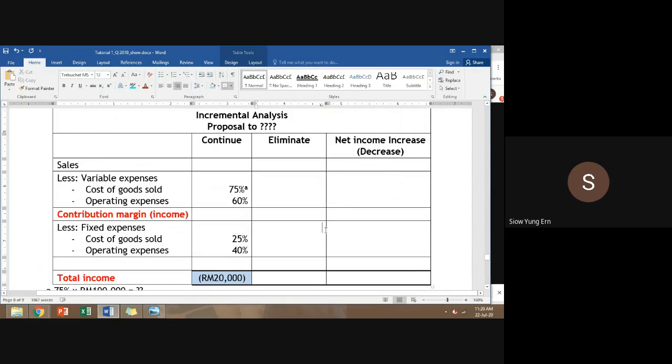So your fixed cost, first one, cost of goods sold. Correct, 47,500, because all of it cannot be eliminated. So whatever cannot be eliminated, you need to include in. The question didn't mention that you can eliminate anything, so that means the whole thing cannot be eliminated. 47,500. How about operating expenses?